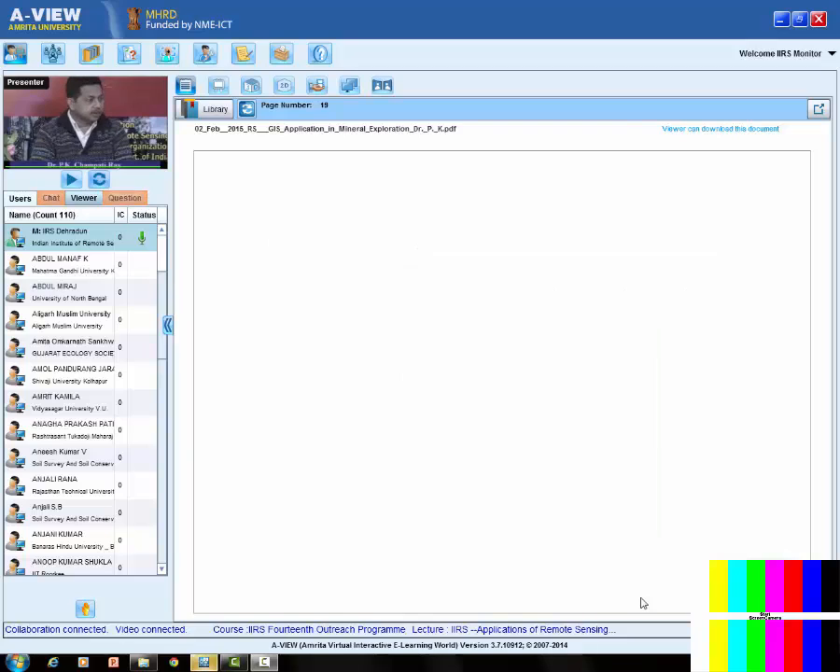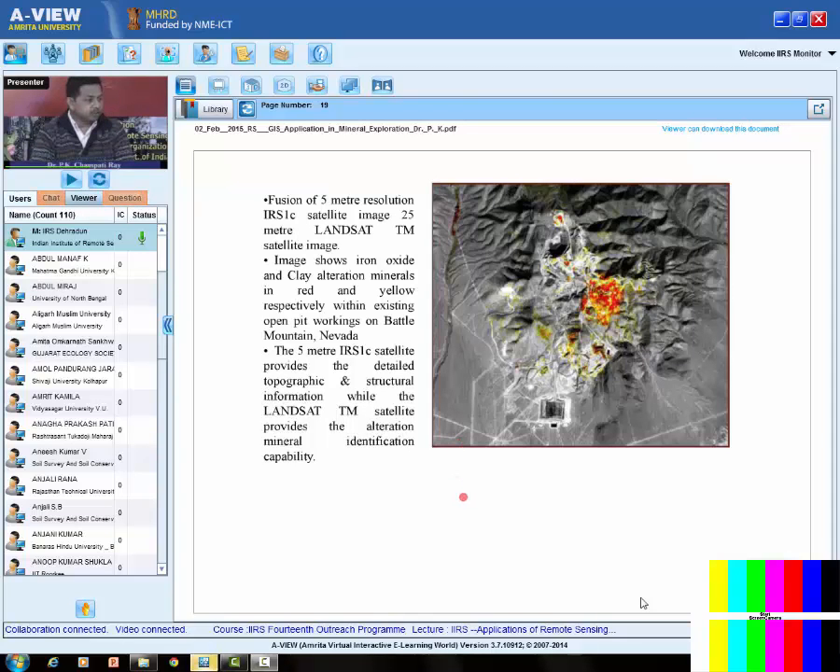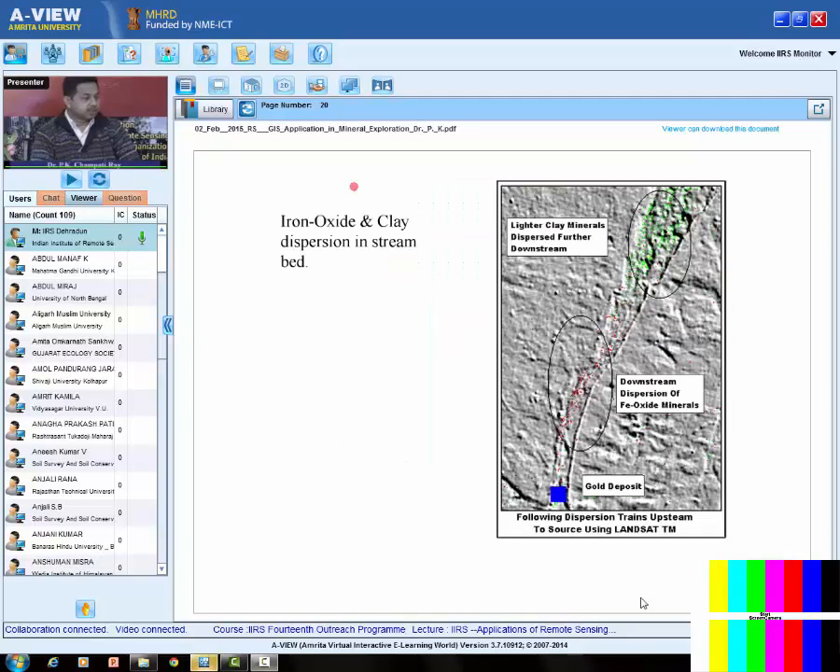the occurrence of uranium. And this is a fusion of a 5-meter resolution IRS-1C and a 25-meter Landsat TM satellite image, and the image shows iron oxide and clay alteration zones, and such zones also help to identify and map minerals. This is very interesting: iron oxide and clay dispersion in a stream. The lighter clay mineral disperses further downstream, and the heavier matter actually remains there. So this is one picture showing the mineral dispersion with respect to gravity.